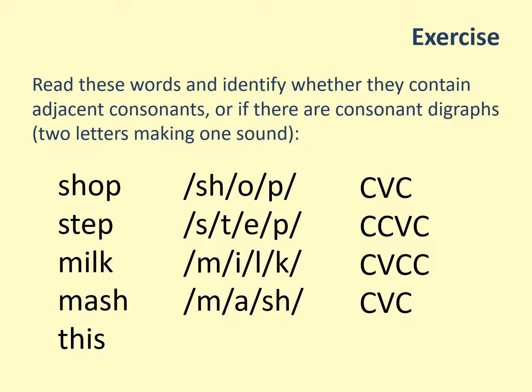Lastly, this. We have th, i, s. So we have that voiced th, which is why it's in bold, and then i, s. So again, it is a CVC word.